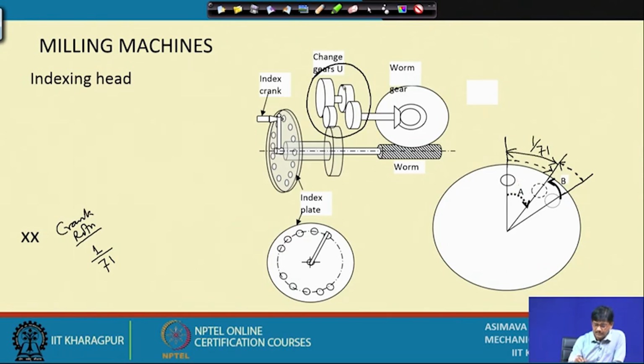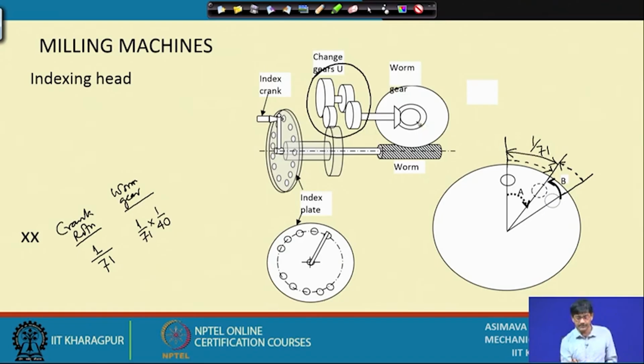So, suppose I say that yes, this is happening, and in that case I am getting 1/71 rotation, because this is turning back and placing a hole here, and therefore, I have achieved this rotation. This rotation will be transferred unchanged to the worm, but on the worm gear it will be different. So, I write on the worm gear the corresponding rotation will be 1 by 71 into 1 by 40.